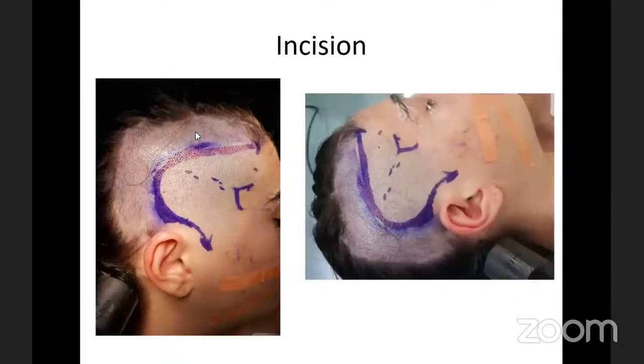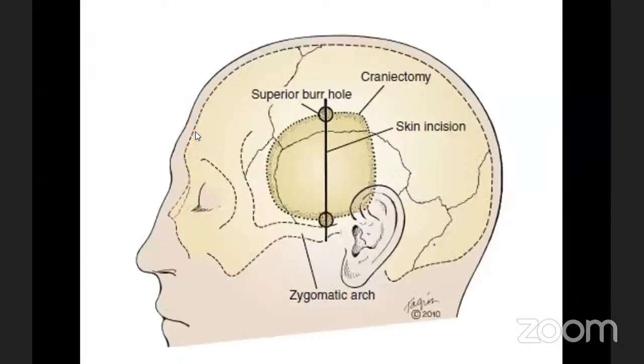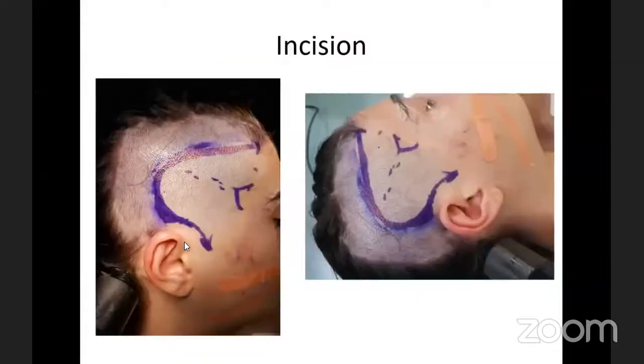Now, for the incision, you can give either an inverted question mark incision or a linear incision. The inverted question mark incision starts just 1 or 1.5 centimeters in front of the tragus, goes upward and posteriorly up to the superior temporal line, and goes forward up to the hairline.